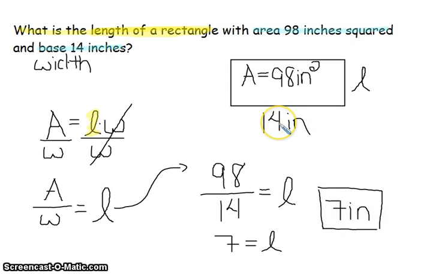Our width is 14. What you could do from here is multiply 7 times 14. That's your problem, length times width. Multiply 7 times 14 and see if you get 98. And if you do, that's the way you check your answer, then you know you have the correct length.